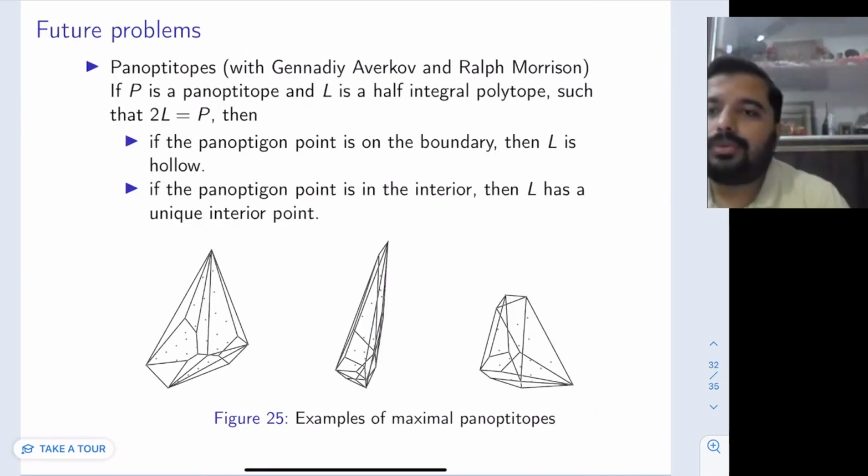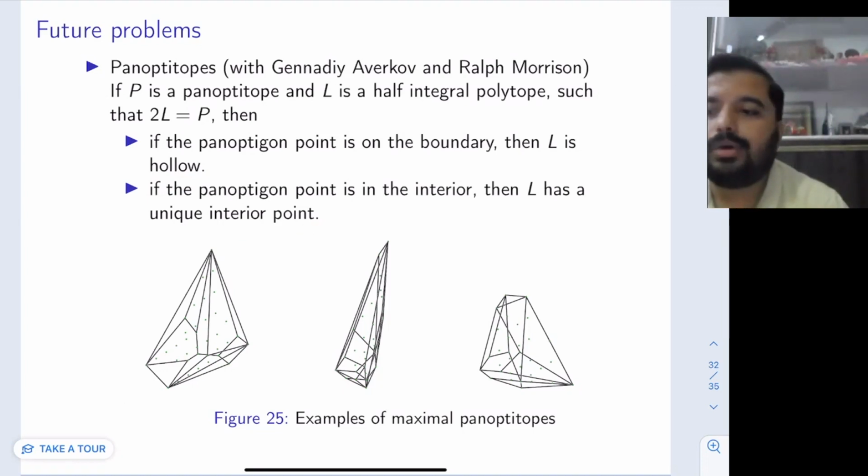So some of the future problems that we are planning to attack: one, in joint collaboration with Gennady Avakov at BTU Corpus and Ralph Morrison, is the generalization of panoptigons to panoptitopes. And it's easy to see that with a slight modification, such a classification can be connected to really nice families of lattice polygons, mainly hollow ones, which do not have any interior lattice points, and ones which have a unique interior lattice point, which are also known as canonical Fano polytopes.